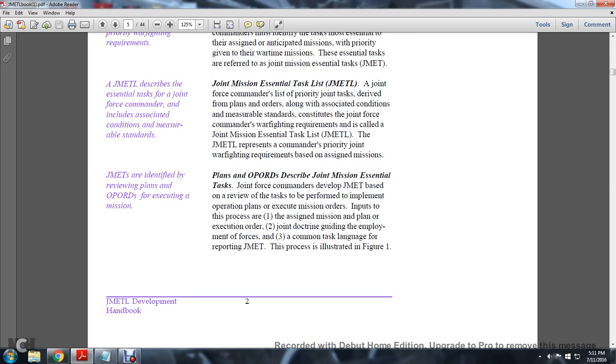Joint Mission Essential Tasks are identified by reviewing plans or OPORDs, or Operation Orders, I believe, for executing the mission. Plans with Operation Orders describe Joint Mission Essential Tasks.